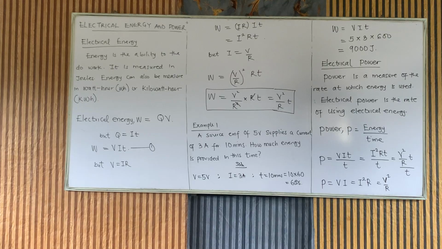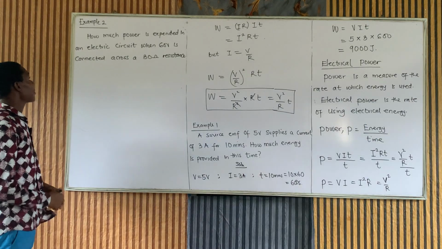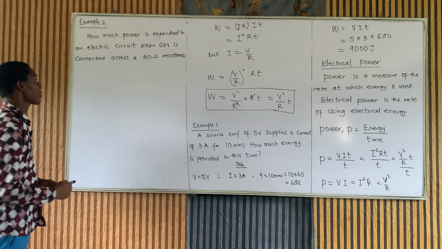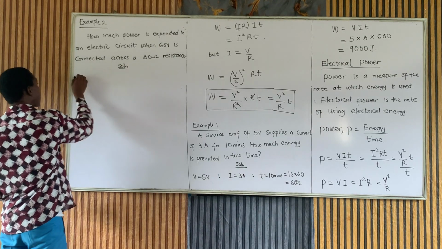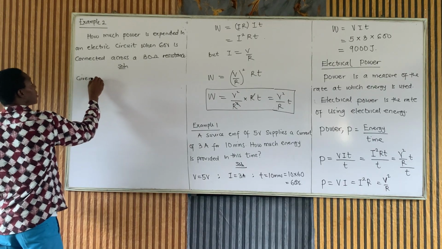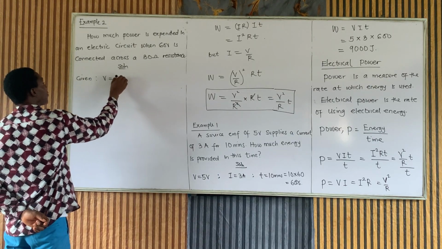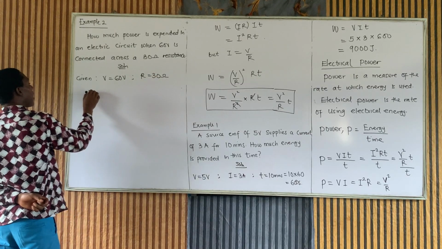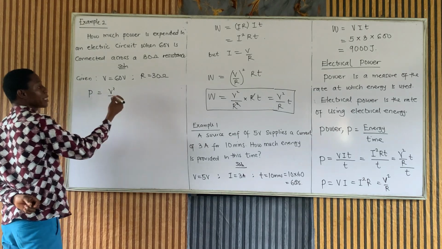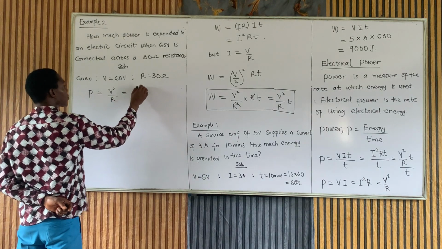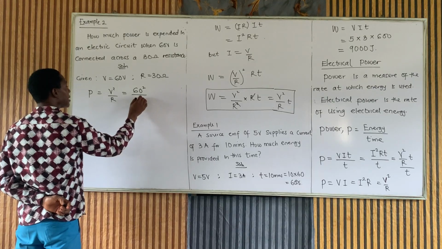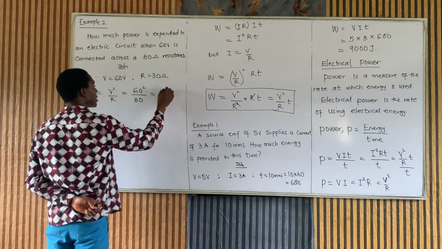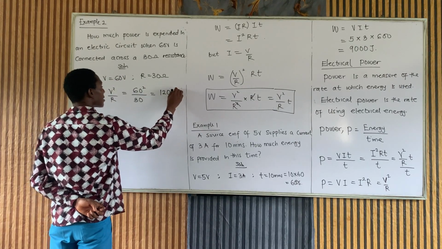Let's look at some examples under this. Example 2, how much power is expended in an electric circuit when 60 volts is connected across a 30 ohm resistor? So solution, here we are given that the voltage is 60 volts and the resistance is 30 ohms. So power, which is V squared over R, that's the relationship to use here, since we are given V and R. And that will be 60 squared over 30. This will give us 120 watts.